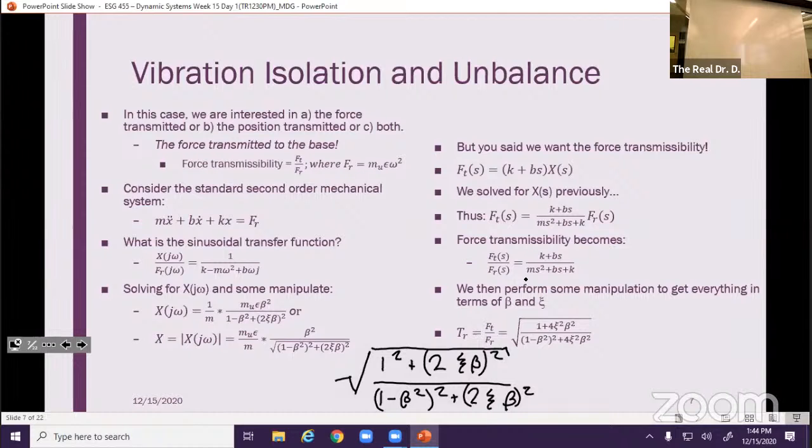They're the same. They are the same. So guess what? Whether you're balanced or non-balanced, transmissibility doesn't change. The magnitude of your output position and your output force changes, but the ratio of your input to the output stays the same regardless of whether you're balanced or unbalanced. That's what it's telling you. Pretty neat result.